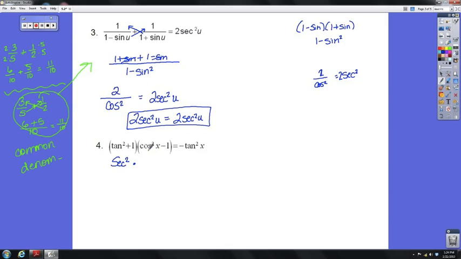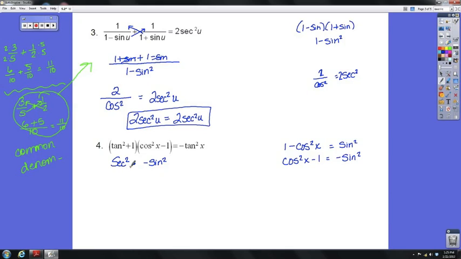Now if you look on your green sheet, you don't see this exactly. What you'll see is 1 minus cosine squared of x, and you'll see that that is sine squared. But if I flip it around, how about cosine squared of x minus 1? Since these are flipped with different signs, your sine squared is going to have a different sign with it. So this is going to be negative sine squared.